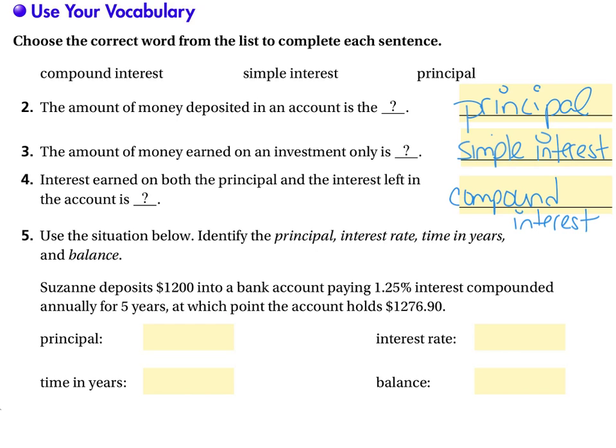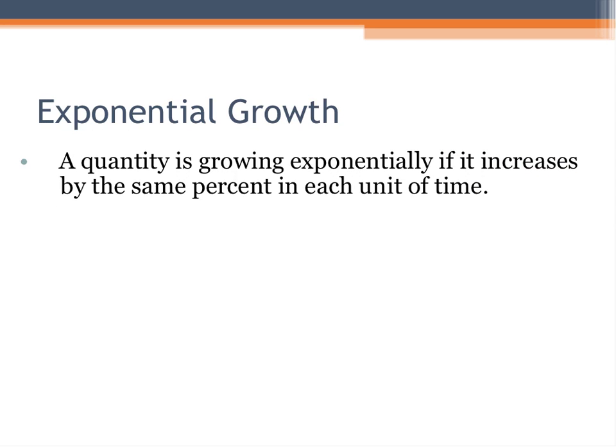So let's use the situation below, and we're going to identify the principal, the interest rate, time in years, and balance. So Susanna deposits $1,200 in a bank account. That's the original amount she puts in, so that's your principal. Now the bank account is paying 1.25%. That's your interest rate. And it's compounded annually for 5 years. Well, 5 years is the time in years. At which point, after the 5 years, the account holds $1,276.90.